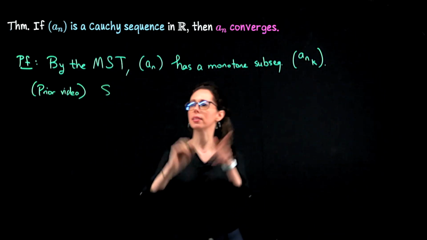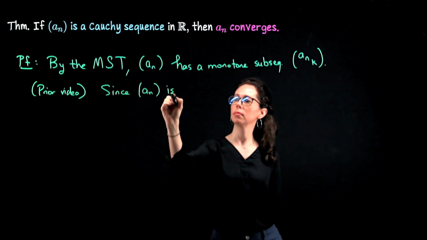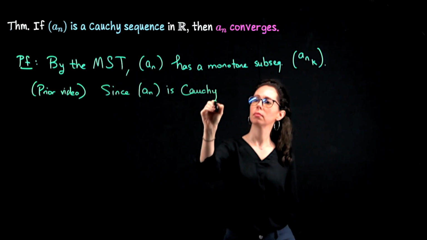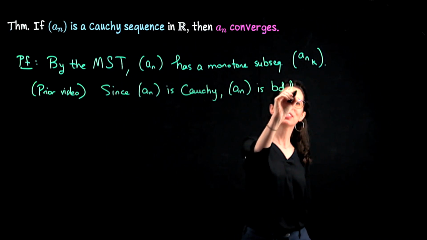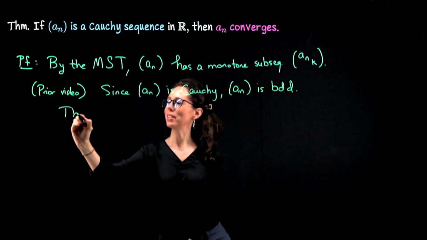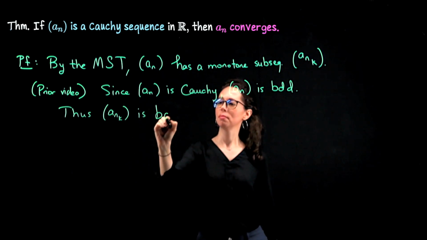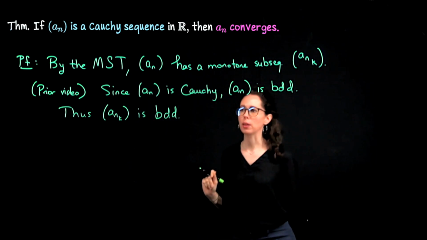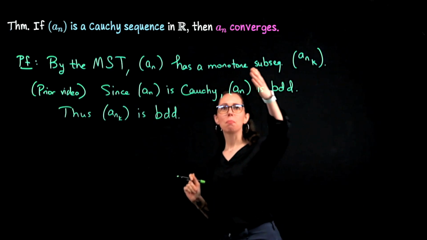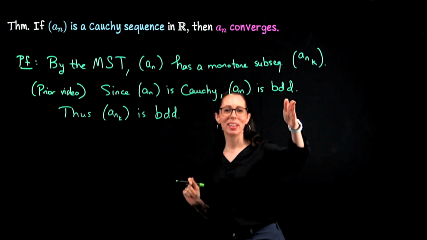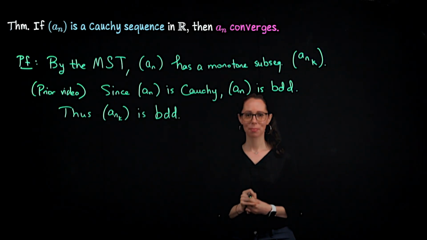We know that, let me write, since a_n is Cauchy, okay, it's going to be 5 sentences because this is going to be 2. Thus, a_{n_k} is bounded. BDD is my abbreviation for bounded. All right, next step is yours. We have a monotone sequence which is bounded. So go ahead and write down the most natural feeling third statement that we should make here.